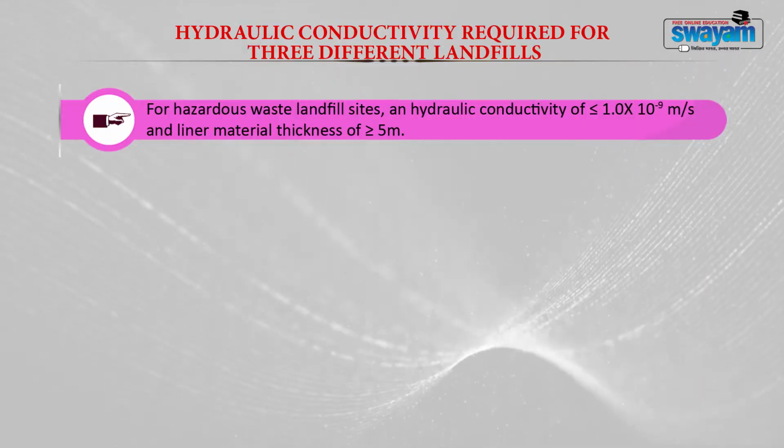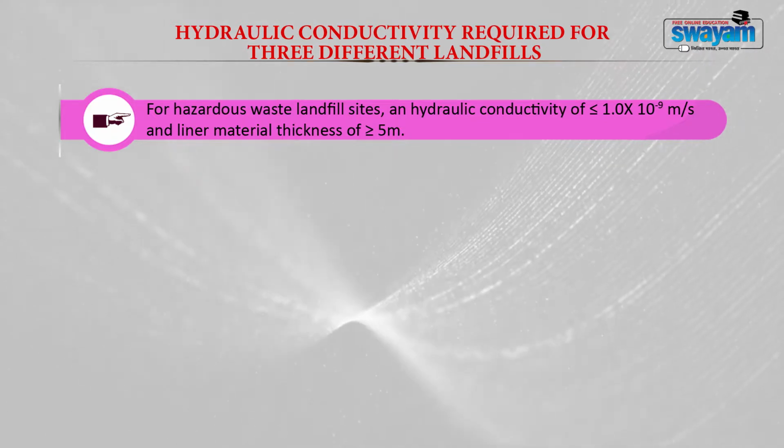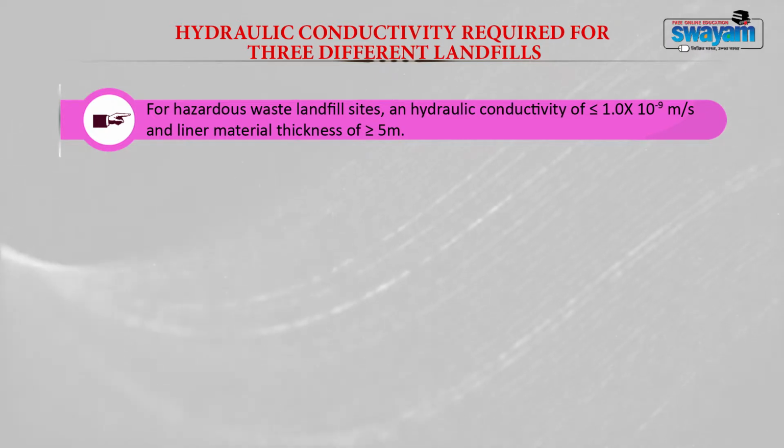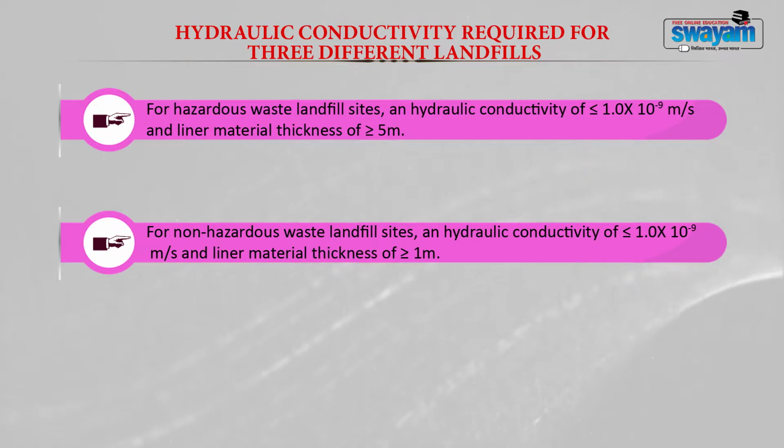Now let us see what are the hydraulic conductivity requirements for 3 different types of landfills which we discussed earlier, like your secure landfill and your sanitary landfill and landfill for your inert material. For hazardous waste landfill, the hydraulic conductivity should be around 1 into 10 to the power of minus 9 meter per second, and the liner material thickness should be 5 meter. For non-hazardous waste landfills, the hydraulic conductivity should be 1 into 10 to the power of minus 9 meter per second, and the thickness of liner material should be 1 meter.